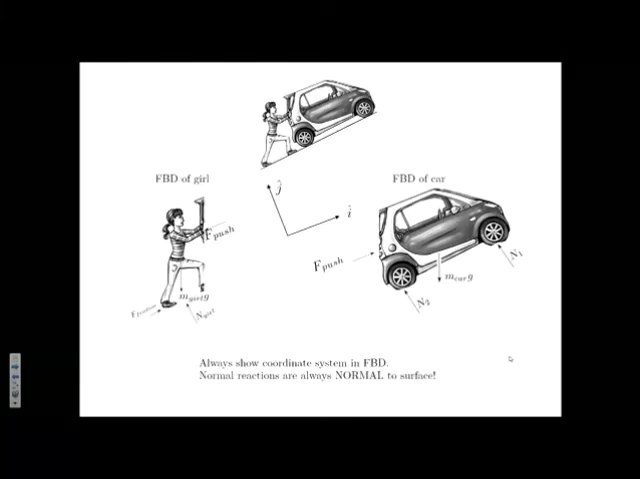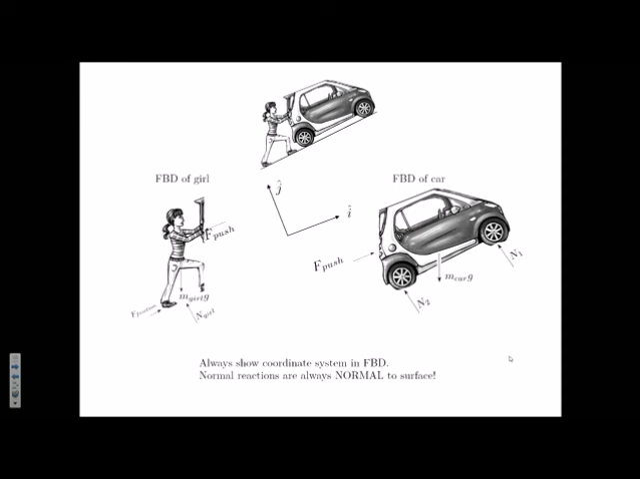So in this case, if you look at the free body diagram of the girl, you only show the forces acting on the girl, right? So the first step in drawing the free body diagram is that you isolate the object of interest. Okay? You say, I'm going to draw the free body diagram of this particular object. In this case, that object happens to be the girl. So imagine drawing a boundary around the girl, okay?